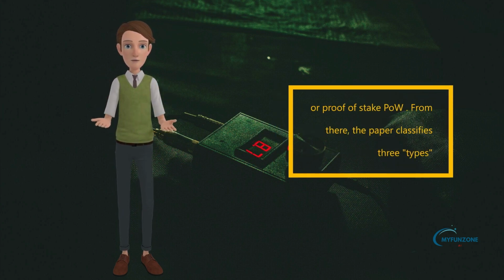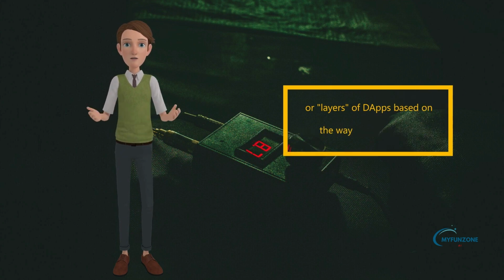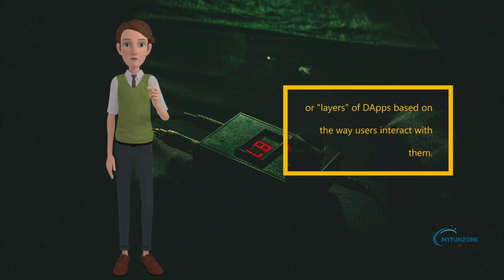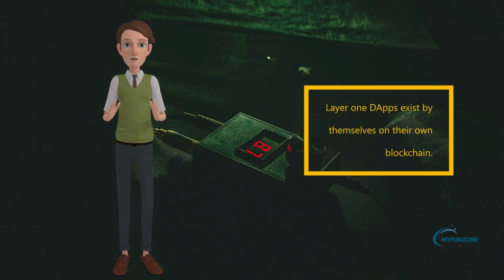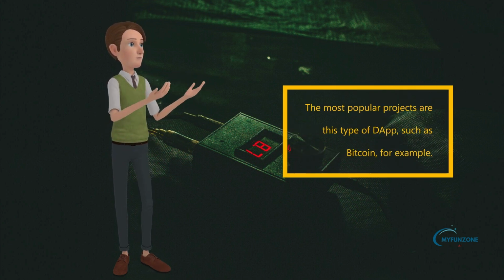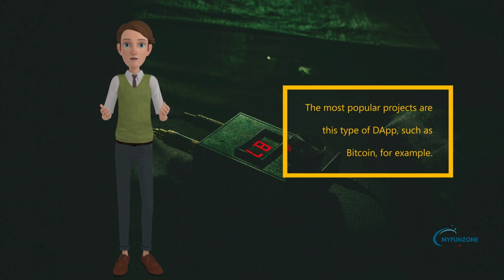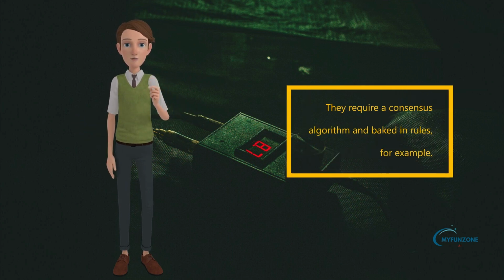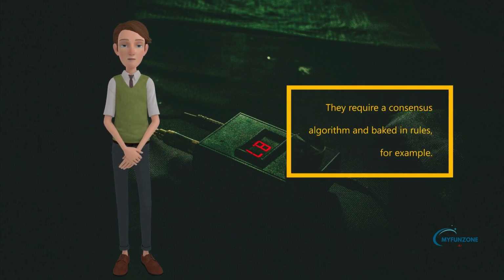From there, the paper classifies three types or layers of DApps based on the way users interact with them. Layer 1 DApps exist by themselves on their own blockchain. The most popular projects are this type of DApp, such as Bitcoin, for example. They require a consensus algorithm and baked-in rules.